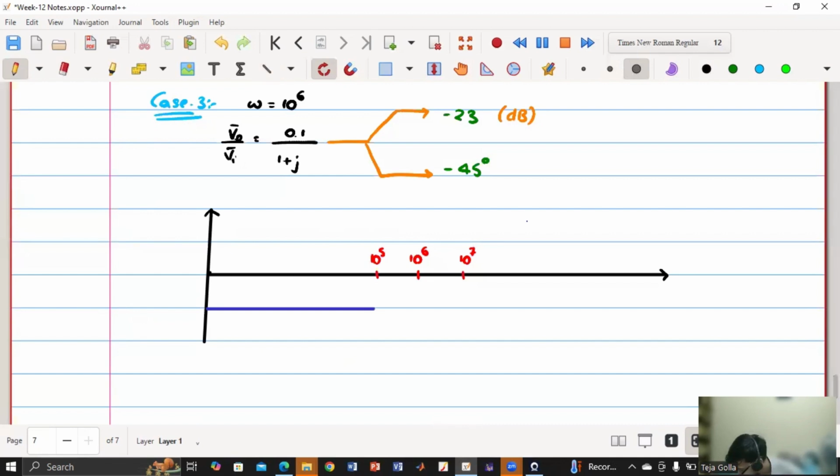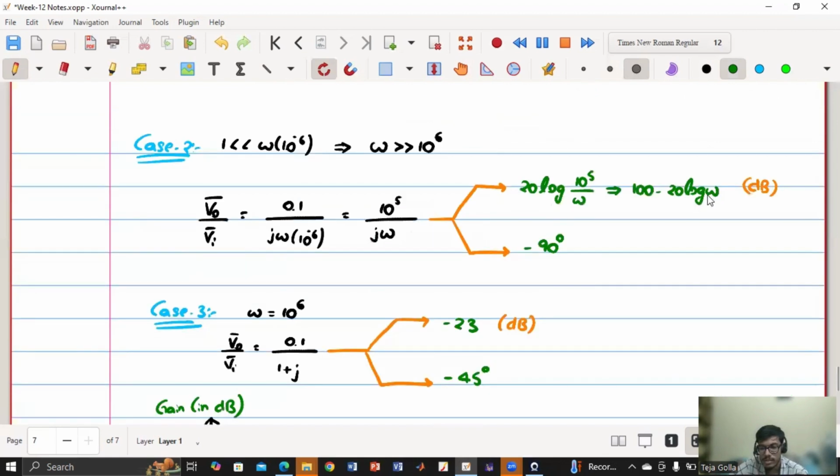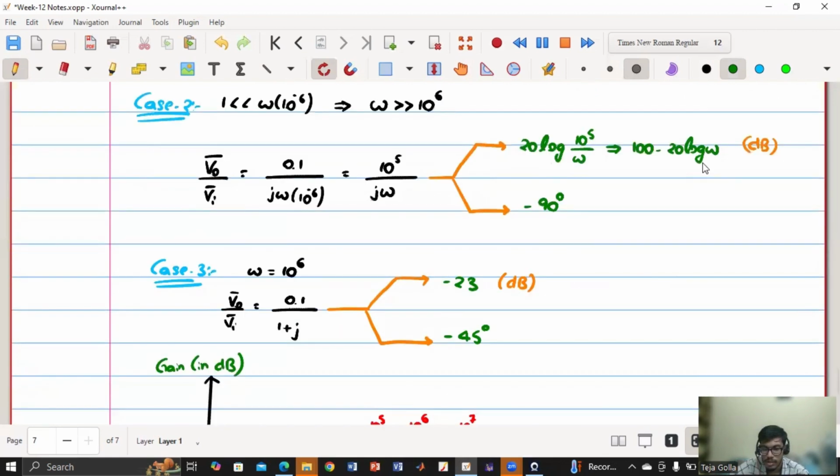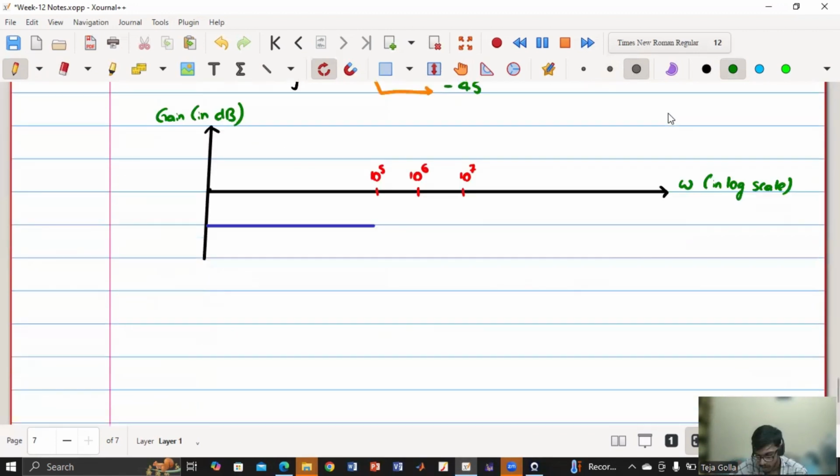And one more thing, this is omega, right? So this is also in logarithmic scale. So this omega is also in log scale. And this is gain in dB. So now at 10 to the power 7, what is the value of this? Minus 20 log omega.